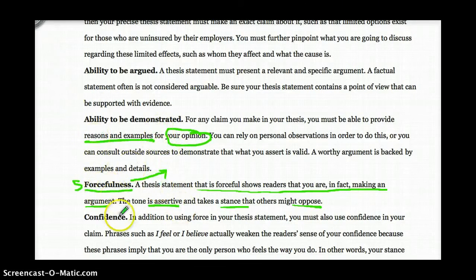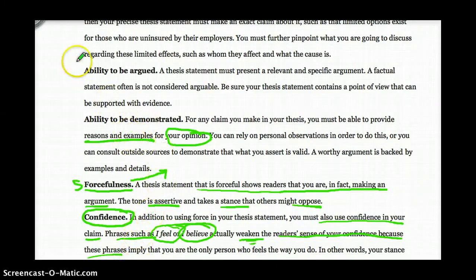Okay, then finally, confidence. And confidence works with forcefulness. In addition to force in your thesis statement, you must also use confidence in your claim. Phrases such as "I feel" and "I believe" actually weaken the reader's sense of your confidence.